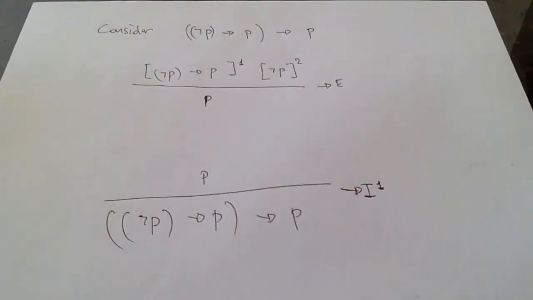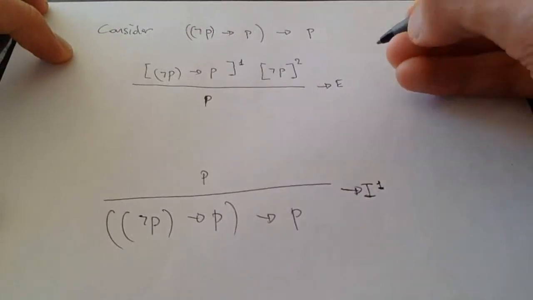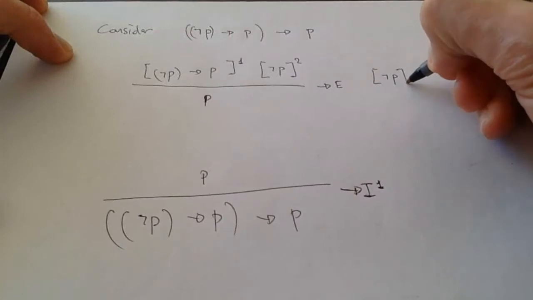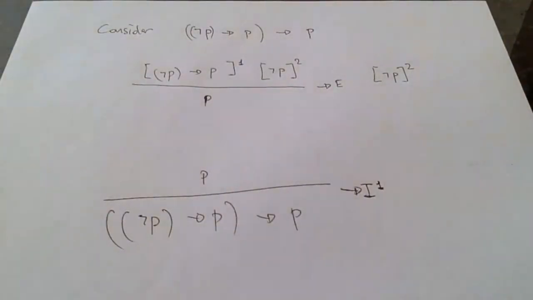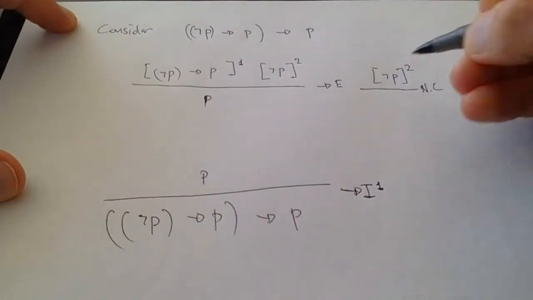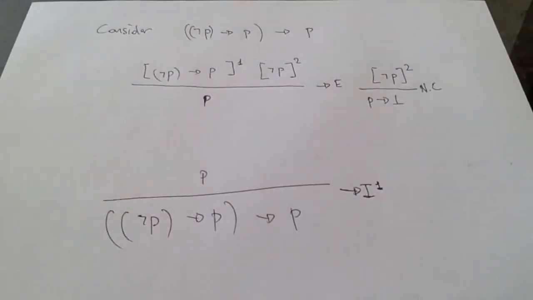Now there is a way, however, in which I can cancel it. How about I do something like this? I assume not P again. I'm going to assume it the second time. I can assume it as many times as I want. I can assume everything I want, so long as I can cancel it. And by our notational convention, this not P becomes P implies the contradiction.